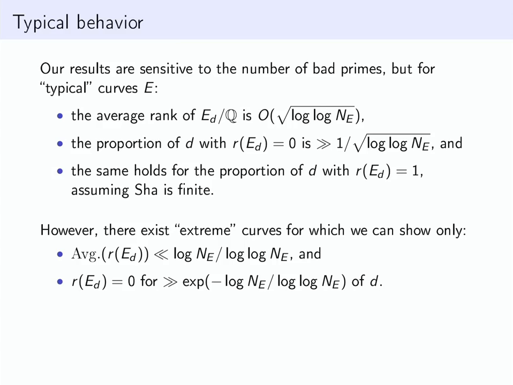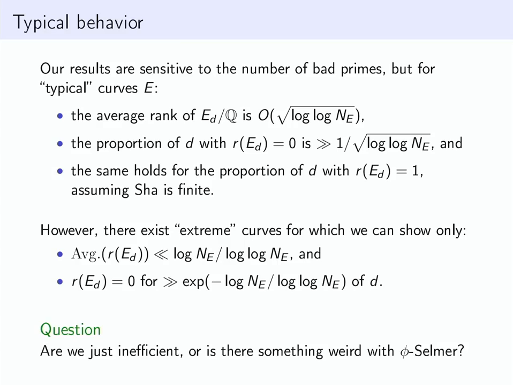And so you should be asking, are we just being inefficient in what we're doing here? Or is there something kind of weird happening with Heath-Brown's Selmer? I hope you believe, from the sketch of the proof I gave you, that we're probably not being that inefficient. But maybe you question this result.